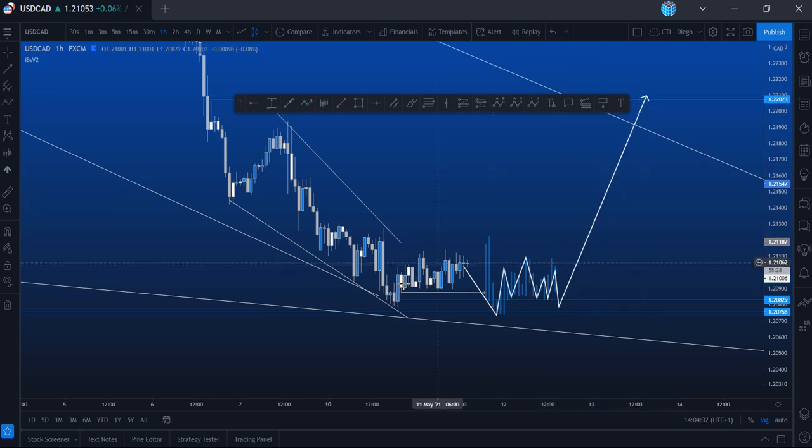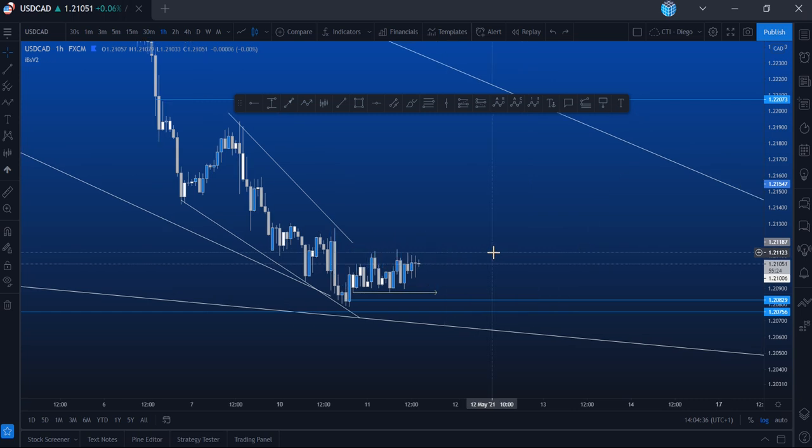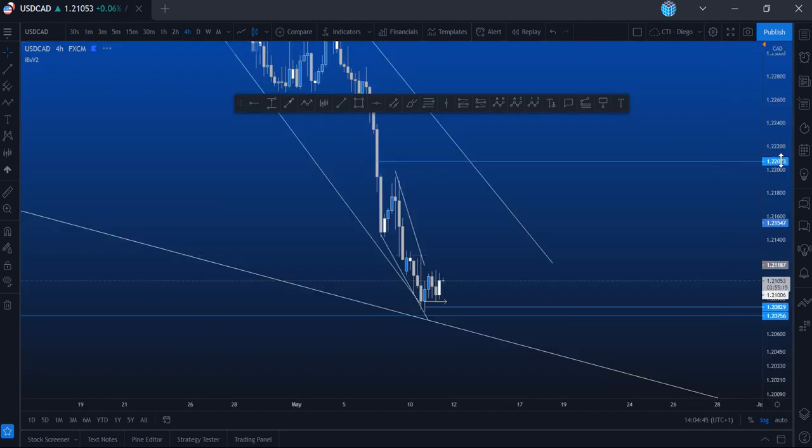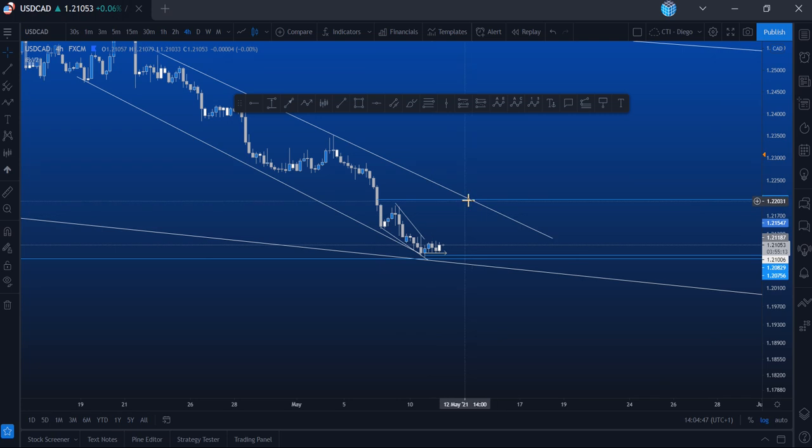So the same setup that you currently see here is the setup I'll be taking if plan A fails. So I'm ready for plan A and plan B, keeping it really, really simple on dollar CAD, with my first target being approximately around here.